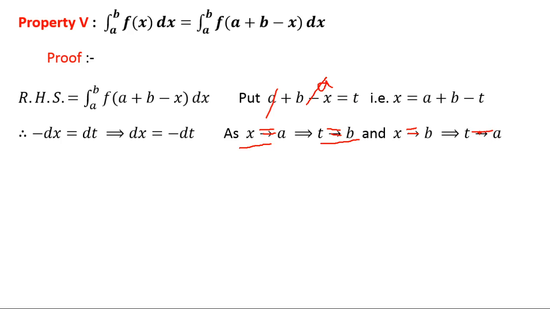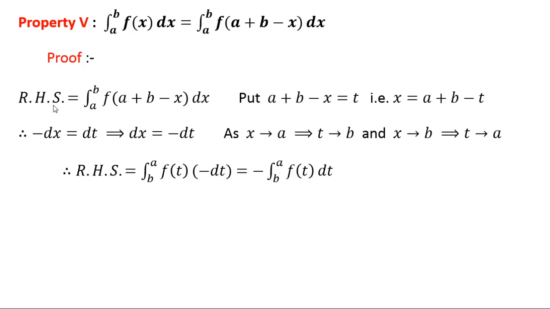t will be equal to a. When x is equal to b, t is equal to a. So when the lower limit of x is a, the lower limit of t is b, and vice versa. So we write this sum in the language of t as RHS is equal to integration of f of t.